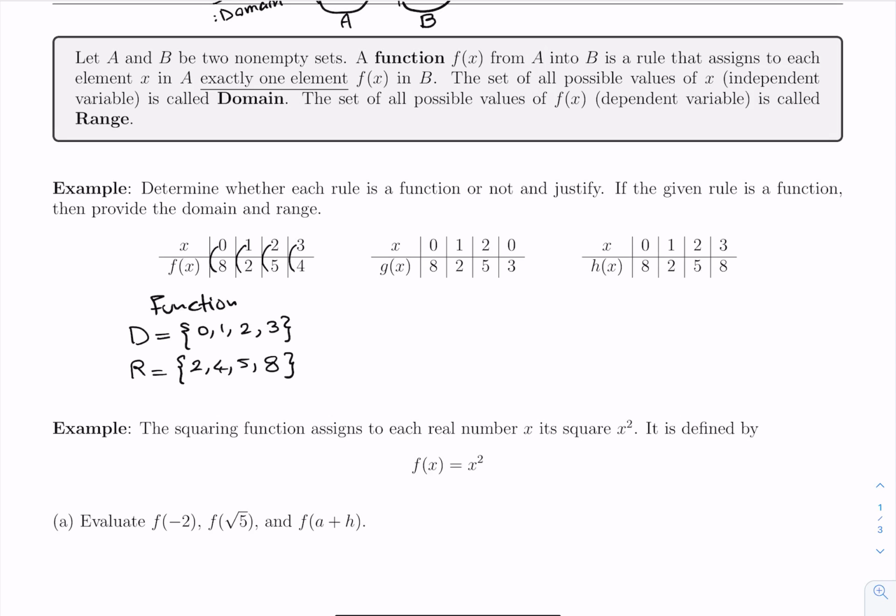Let's take a look at the second table. 0 is assigned to 8, 1 to 2, 2 to 5, and 0 to 3. Take a look at 0 to 8, 0 to 3. 0 has been assigned to two different outputs, 8 and 3. This is not a function.